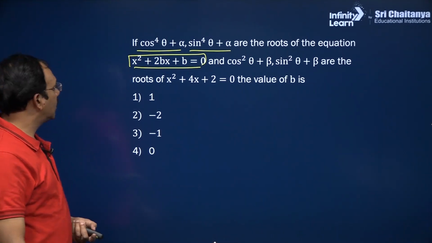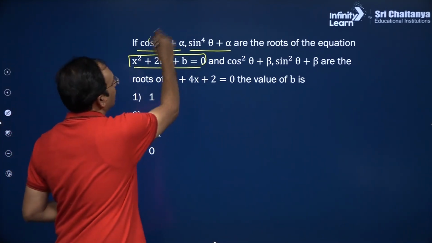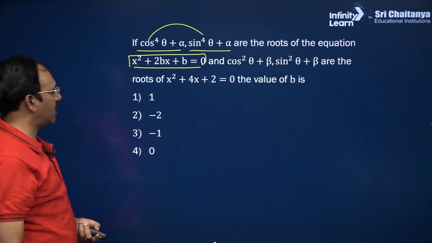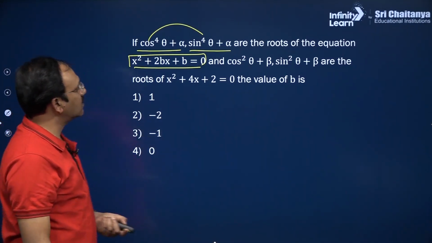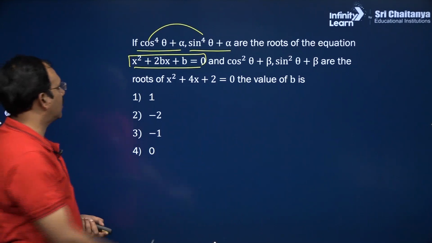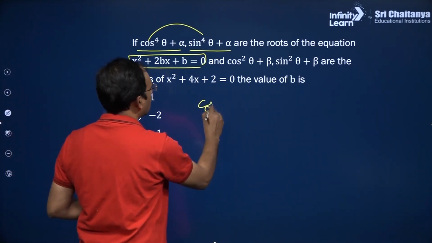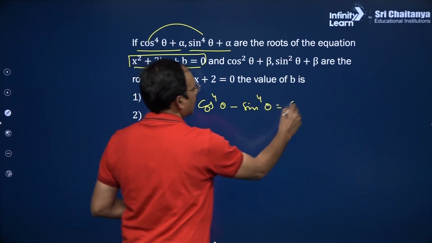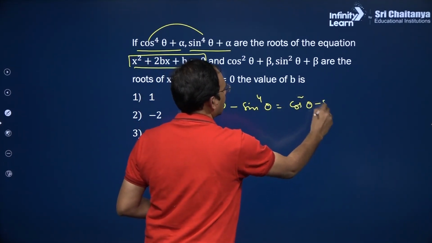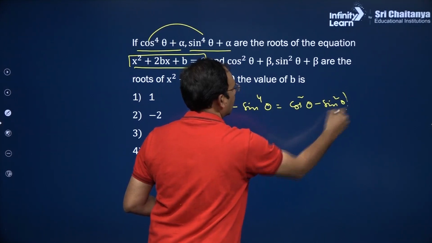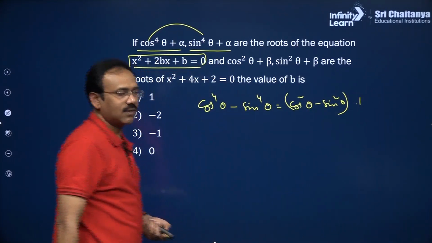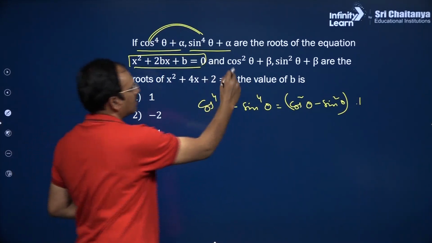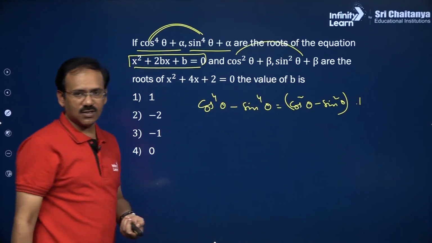So, my dear friends, in both the cases the difference of roots is this: here the difference is cos power 4 theta minus sin power 4 theta, here the difference is cos square theta minus sin square theta. Friends, you know that cos power 4 theta minus sin power 4 theta is nothing but cos square theta minus sin square theta into cos square theta plus sin square theta, which is 1. That means for this quadratic equation the difference of roots is the same as for this quadratic equation.